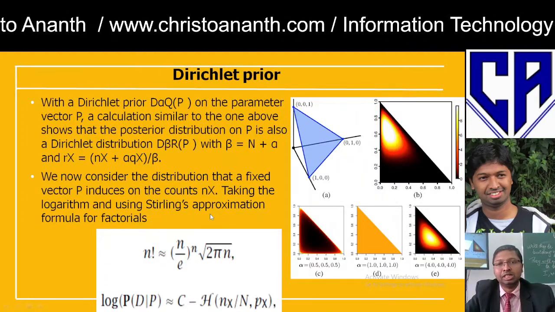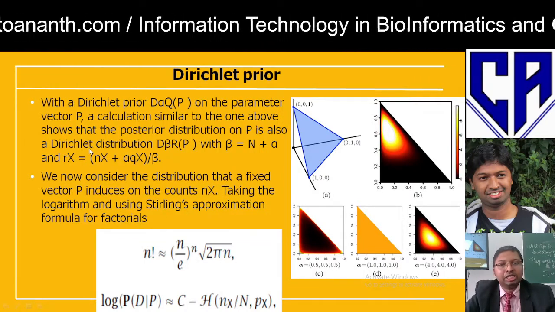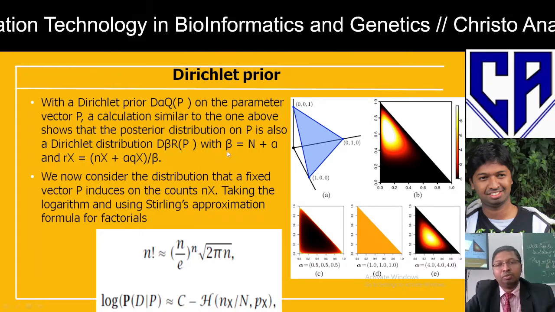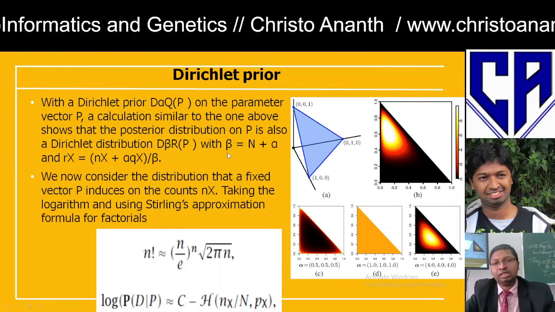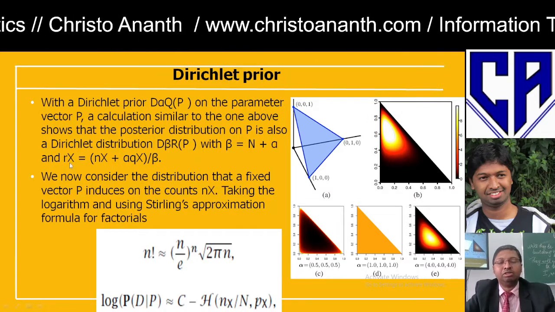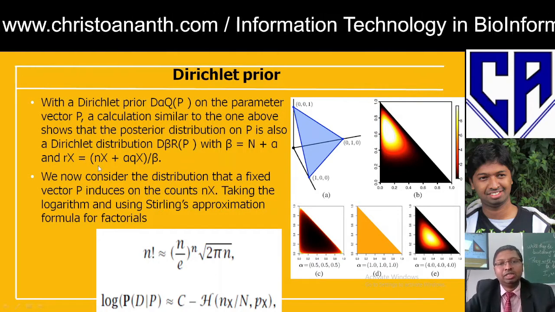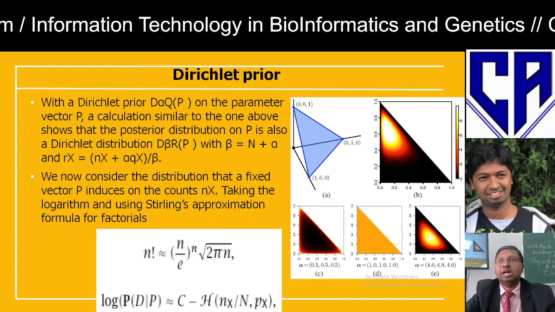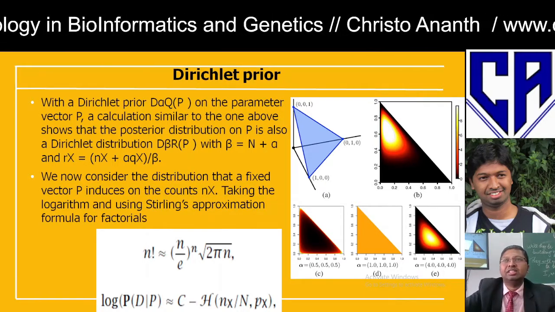So this is the Dirichlet prior. We would be categorizing a Dirichlet distribution. With the beta factor, the normalization constant of the Dirichlet distribution is equal to n plus alpha, and for the region of the relationship, we have rx equal to nx plus a qx, divided by beta.